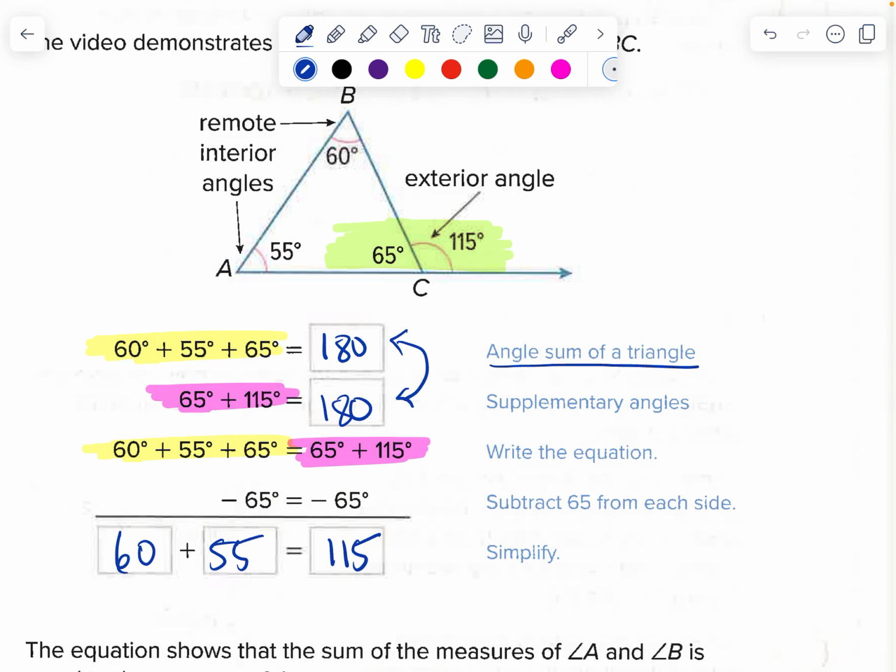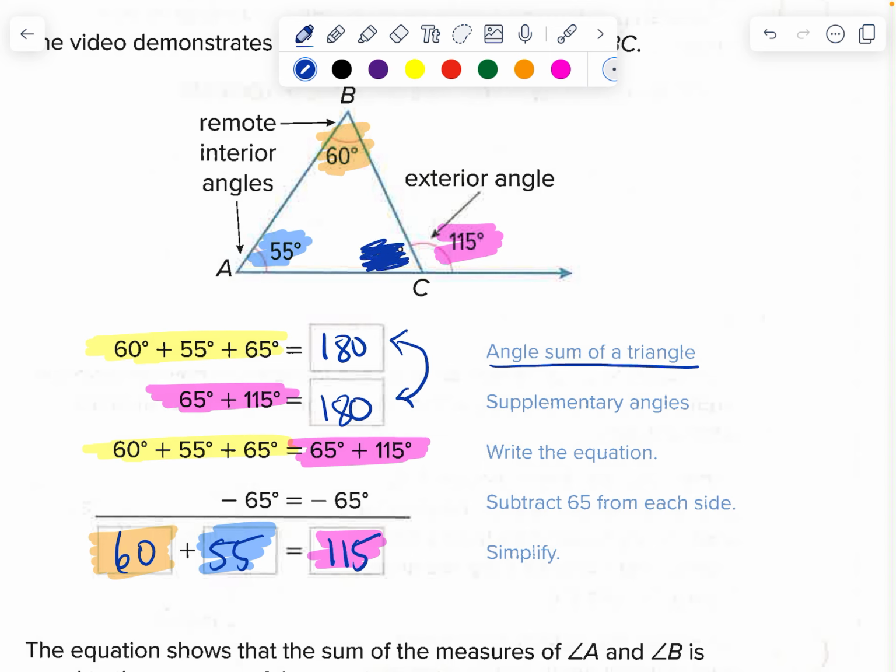Now let's look at those numbers. Okay, I'm actually going to use this color. So 60 is right here. 55 is right here. And 115 is right here. So we're going to actually do this.